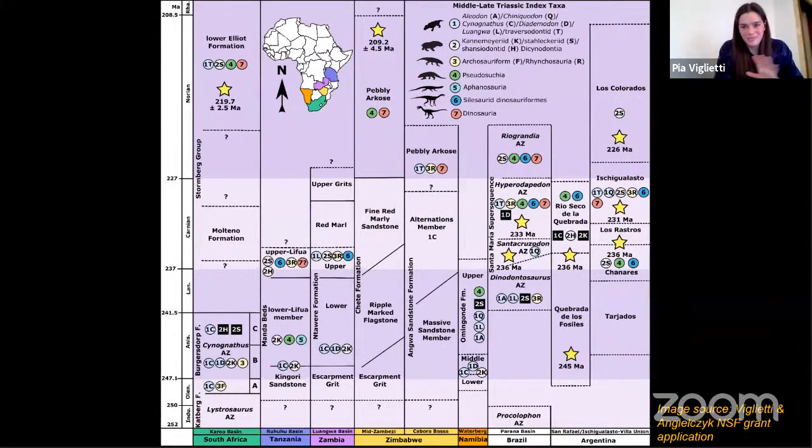Here is a longer-term goal diagram that shows our hypotheses for correlations from the South African Cynognathus zone to other assemblages in Tanzania, Zambia, Zimbabwe, and Namibia, in comparison to the better-dated South American assemblages of the Triassic. This work I started on the Permo-Triassic boundary has, I feel, far-reaching research implications in the region of South Africa and beyond. Therefore, I see my research goals being in the region for quite some time. I hope that someday that means I'm conducting this research based in South Africa again.